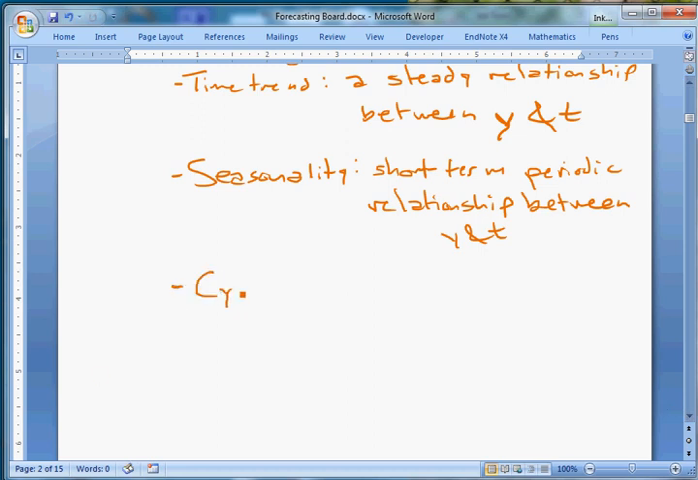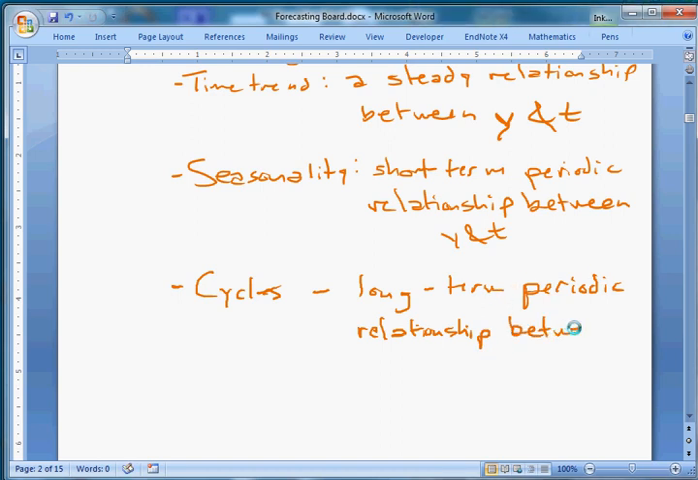Cycles. This is a long-term periodic relationship. And again, with cycles, it can be kind of hard to get the right period. That's part of the hard part of estimating it. How often do recessions happen? I don't know. Every so often, but it's not like quarterly, which is easy, because there are four of them. But it's hard to know when cycles are going to stop.